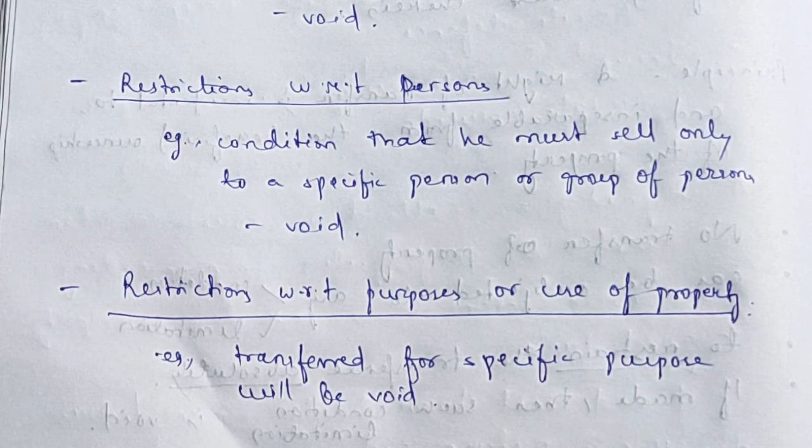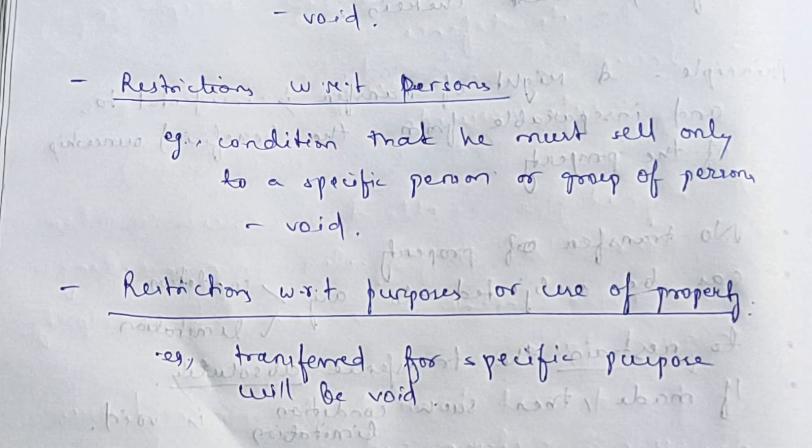Now let's see restrictions with respect to purposes or use of property. Where the transferor does not apparently say anything with respect to the power of sale of the transferee, but provides clearly that the property can be transferred only for a specific purpose, this is also an absolute restraint on the power of the transferee to transfer his interest according to his option and convenience. Therefore, conditions that the property should be sold for a religious purpose or for any other specific purpose would be void as being repugnant to the right of alienation.